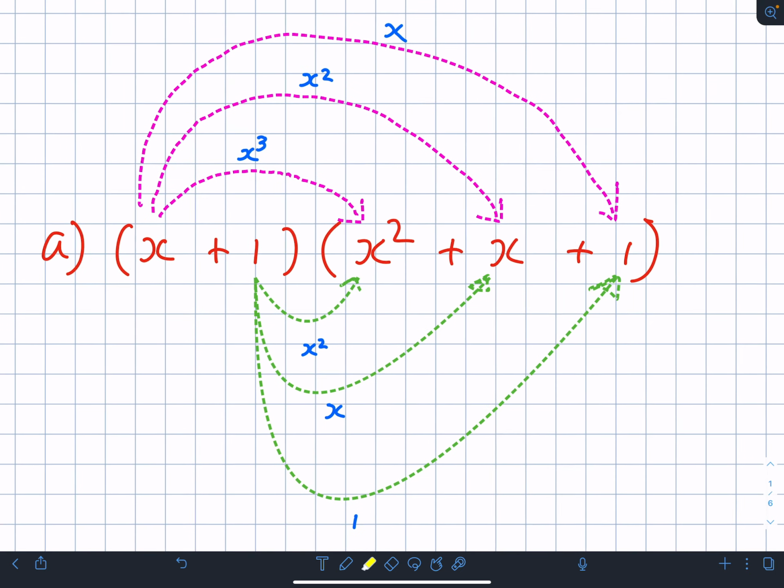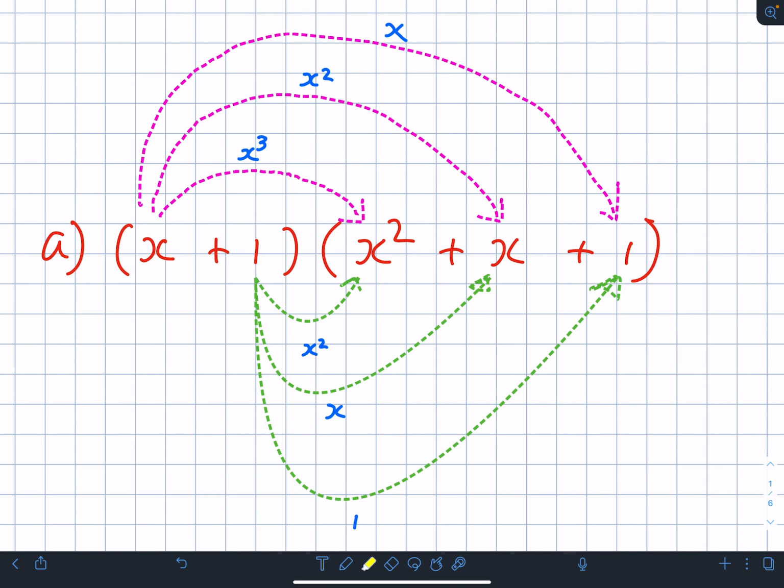In the red writing, we've got the question, and then we've got some dotted pink lines across the top and some dotted green lines across the bottom. These dots are going to show how we multiply. Firstly, we multiply x by x squared, which will give us x to the power of 3. Then we multiply x by x, which will give us x squared.